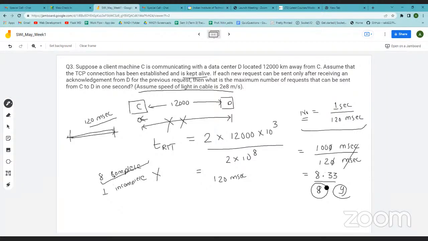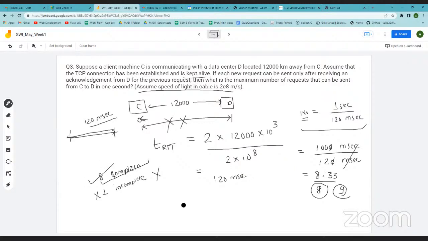We are talking specifically about 1 second. So in that case, that request remains incomplete, or would have got completed in the next second. So in 1 second, how many complete requests can be done? Only 8, not 9. I hope this confusion is clear, right?